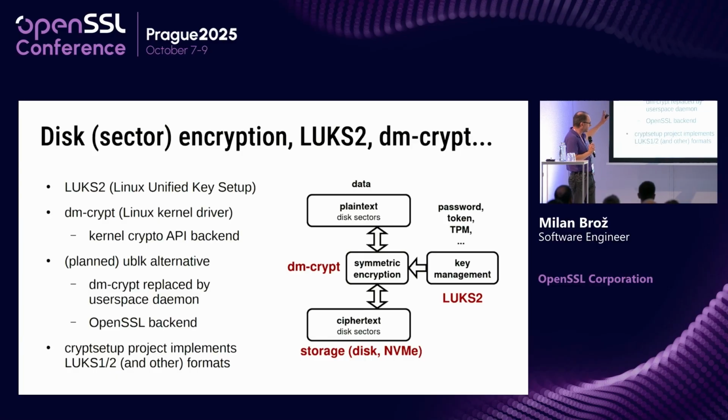dm-crypt, LUKS. What I would also like to mention is that we plan to do an experimental alternative backend, not with dm-crypt, but with ublk. ublk is a userspace block storage interface based on io_uring, so an asynchronous block device interface. And here is the first part where OpenSSL will be very useful, because everything will run in userspace, and for the encryption we will need to use OpenSSL. We support various backends, but OpenSSL is our primary target.